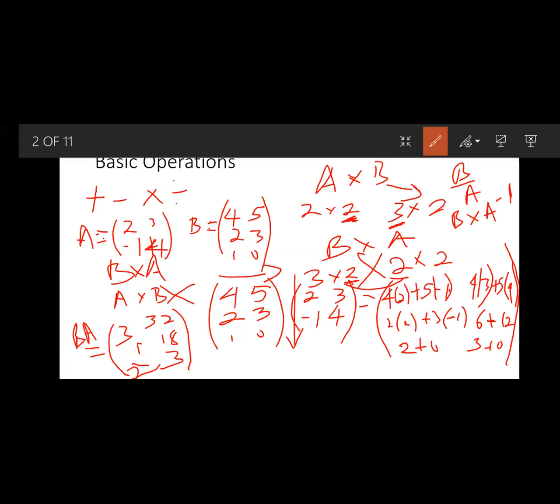So if they have been given 2 matrices and they want us to divide it, B divided by A, it means the denominator, we have to go and find the inverse first. Once you get the inverse, you can now multiply it by the other matrix. So that is on that particular one.